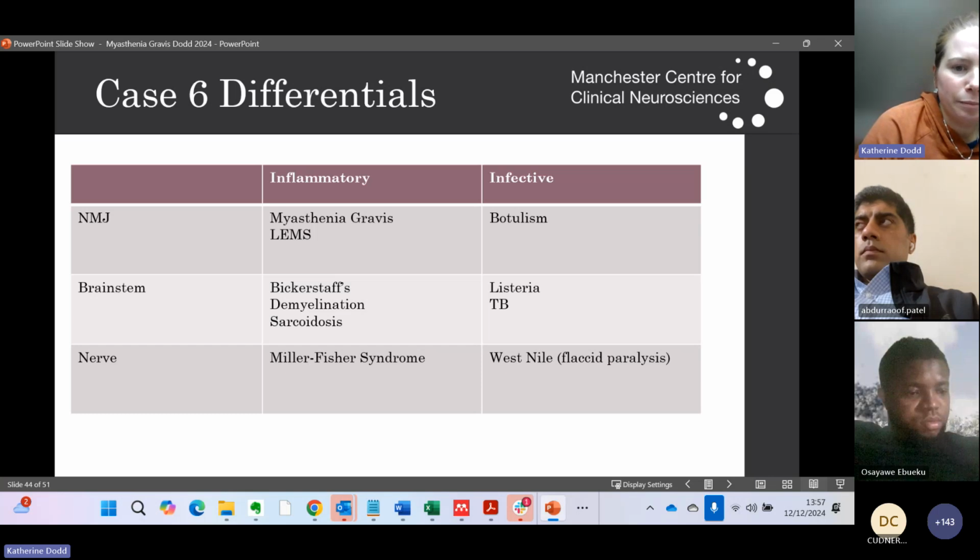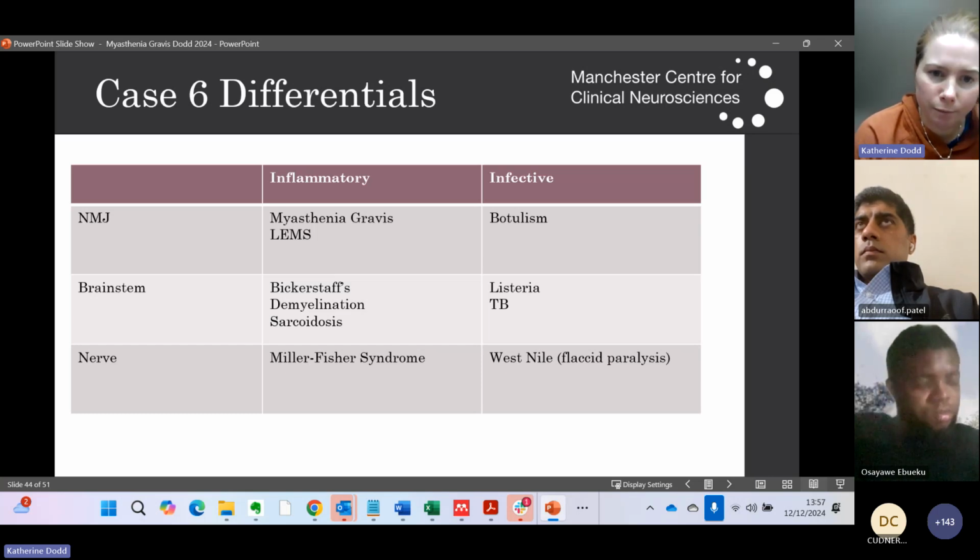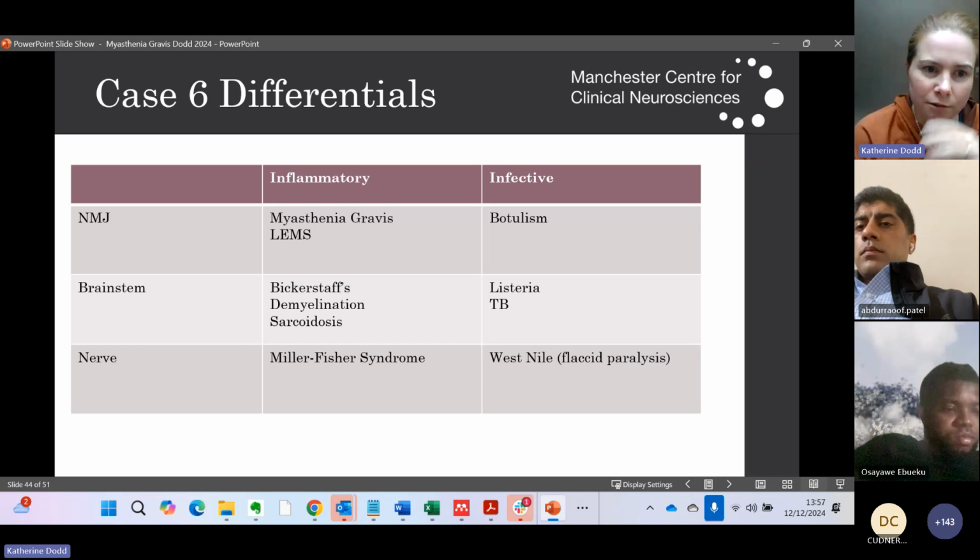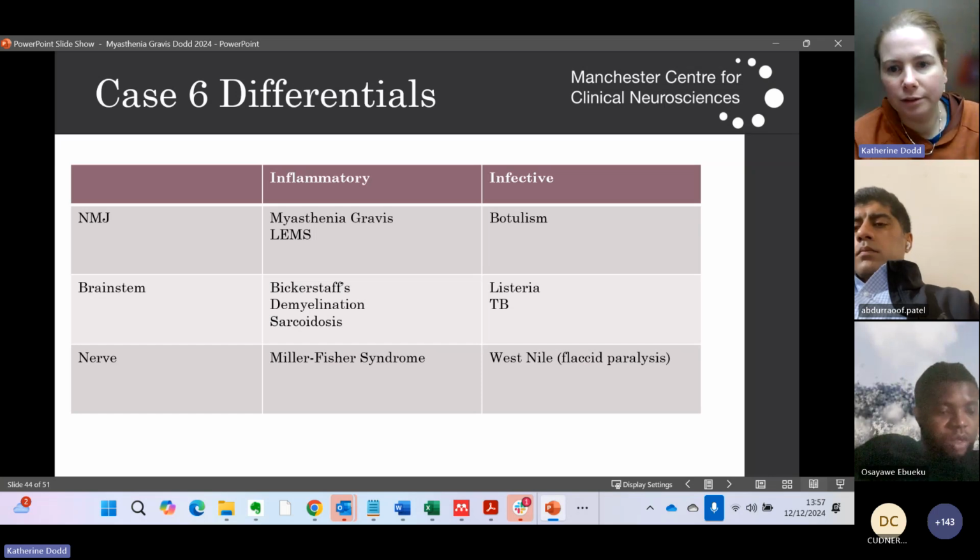Or was it a nerve problem? So inflammatory nerve problem with eye signs, Miller-Fisher syndrome or Miller-Fisher variant of GBS, or an infective nerve problem that might cause these symptoms. West Nile can cause a flaccid paralysis.